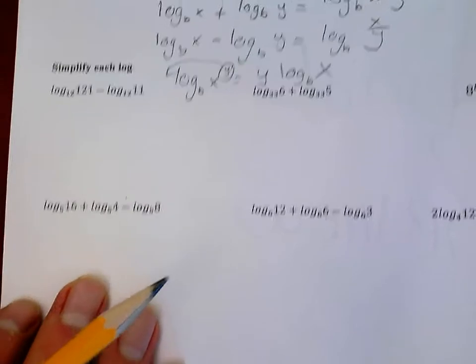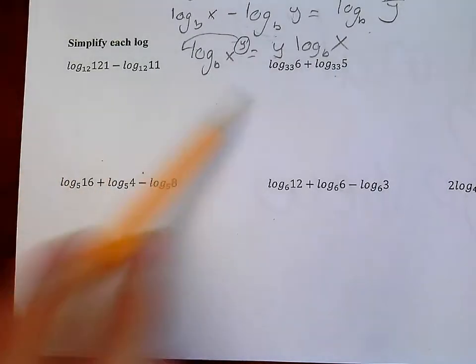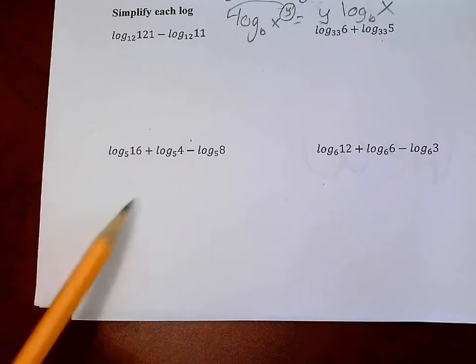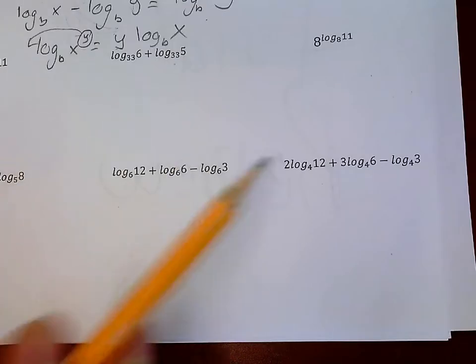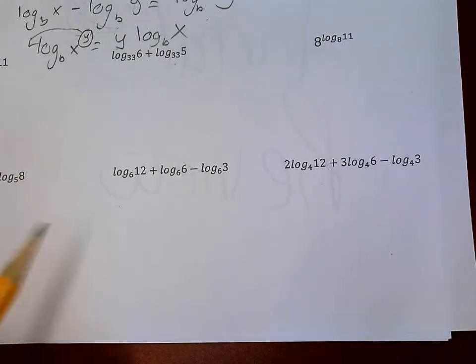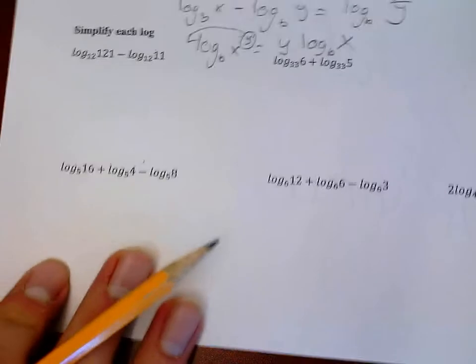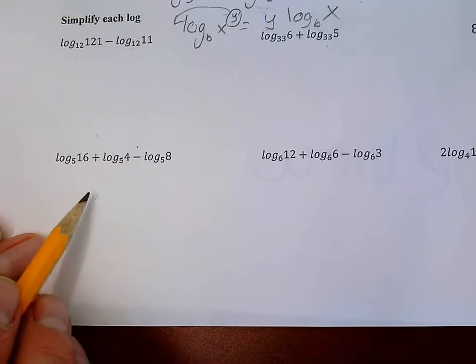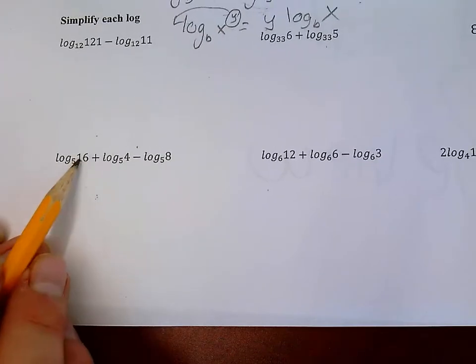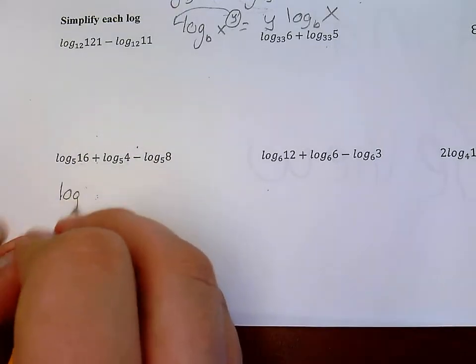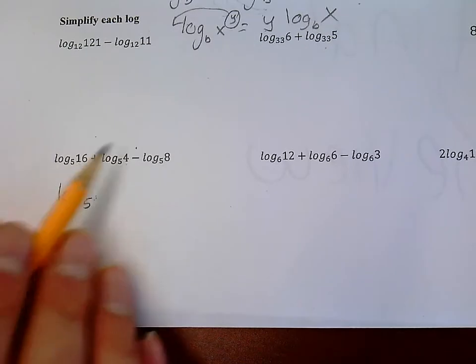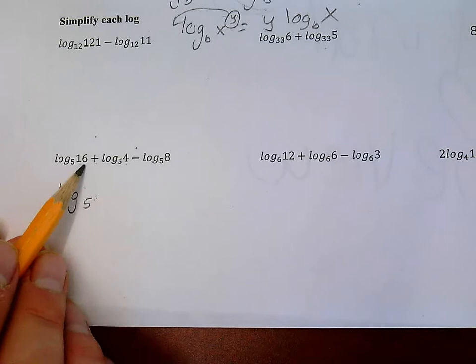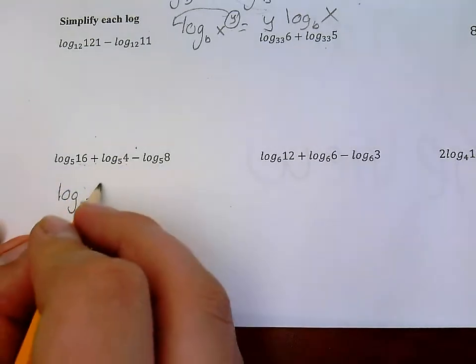Okay, so I'm going to skip these first two because these are kind of easy. I'm going to do one like this, where it's just plus and minus, and then I'm going to do this one right here, which has the numbers in front. So first, let's do this one right here. Now, I know that plus means multiplication. So here, the log base 5 does not change. What changes is that we're going to take 16 and multiply it by 4. So 16 times 4 gives me 64.